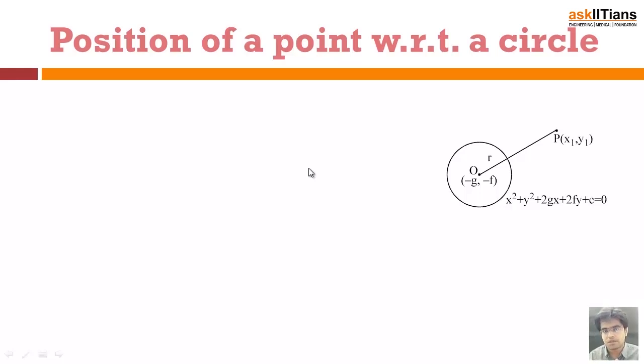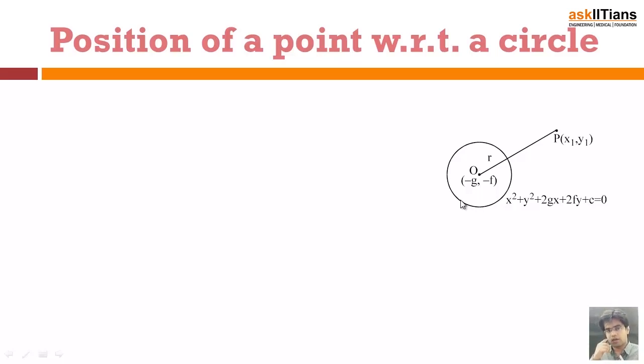Now what do we mean by this? Suppose that we have an arbitrary point. It can be at any place, and we have a circle. The equation of circle is given by x square plus y square plus 2gx plus 2fy plus c equals 0. And suppose that we have a point P. Now this point P can be anywhere. This point P can be here, which is outside the circle. This point P can wander here, that means it can be inside the circle, or this point P can wander on this circumference as well, that means it is on the circle.